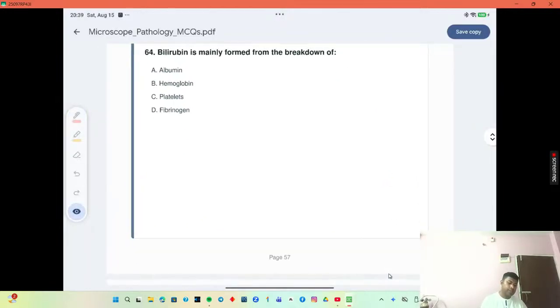The next question is, bilirubin is mainly formed from the breakdown of. So what is the main cause of bilirubin? How is bilirubin formed? Here the question is, bilirubin is mainly formed from the breakdown of. Can anyone help me to answer this question? Bilirubin is mainly due to breakdown of hemoglobin in our body. Okay, so bilirubin is mainly formed from the breakdown of hemoglobin.